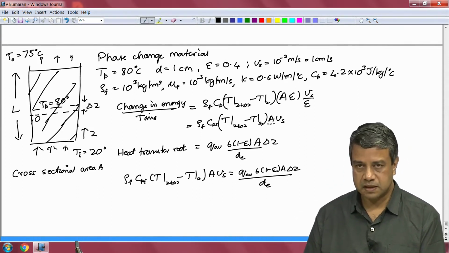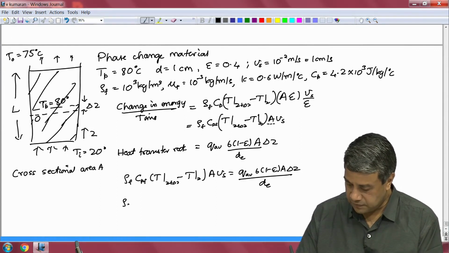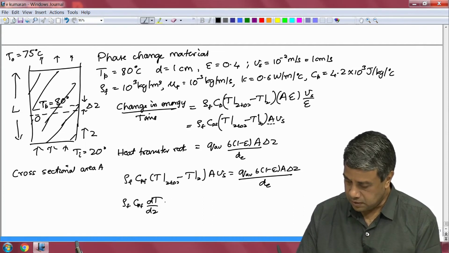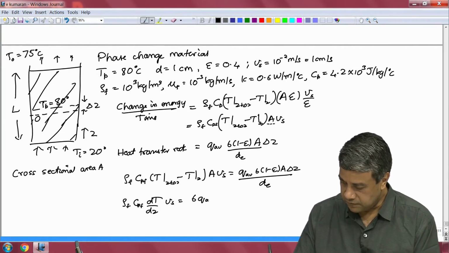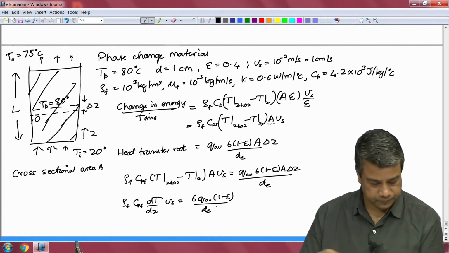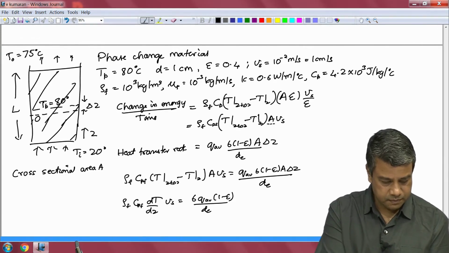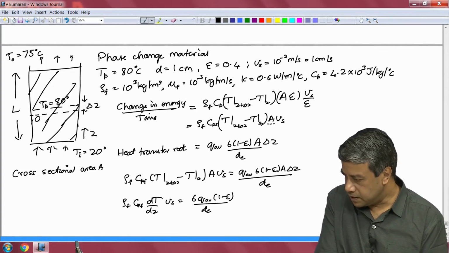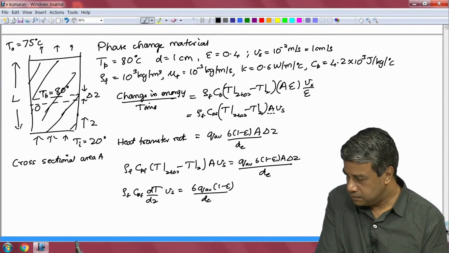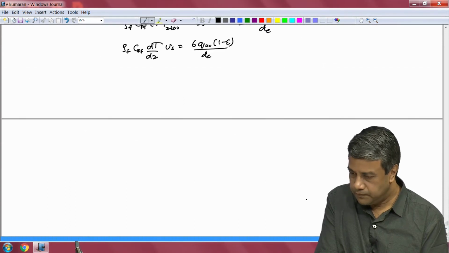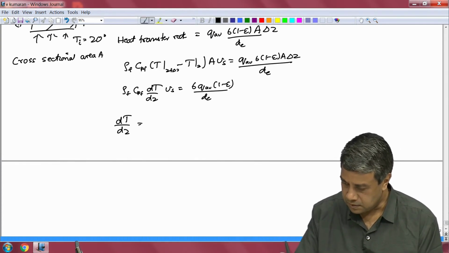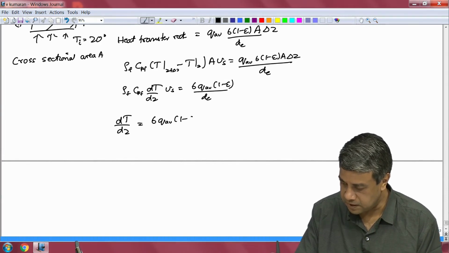Divide throughout by A times delta Z, take the limit as delta Z goes to 0, and I will get rho f Cpf dT by dz into Vs is equal to 6 Q average into 1 minus epsilon by dE. And simplify this. dT by dz is equal to 6 QAV into 1 minus epsilon by rho f Cpf times dE.